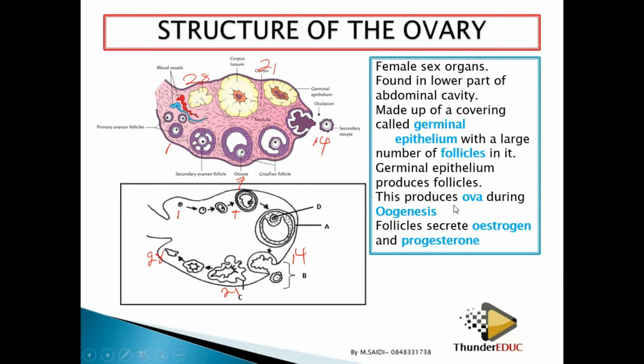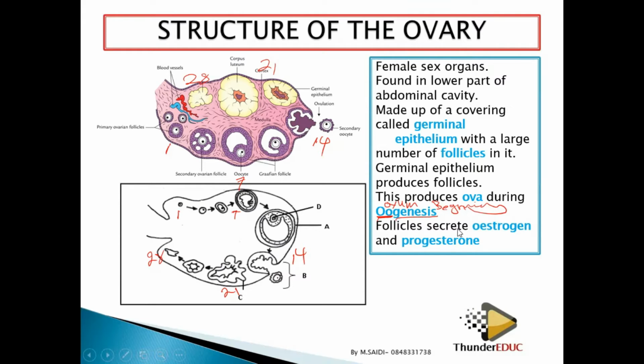Now, when these follicles try to develop, they produce what is called the ovum. This produces ova during the process called oogenesis. So production of ovum is called oogenesis, and the production of sperms, we call it spermatogenesis. Oo is derived from the word ovum. Genesis means beginning. So it means the beginning of the ovum, or the start of the ovum.